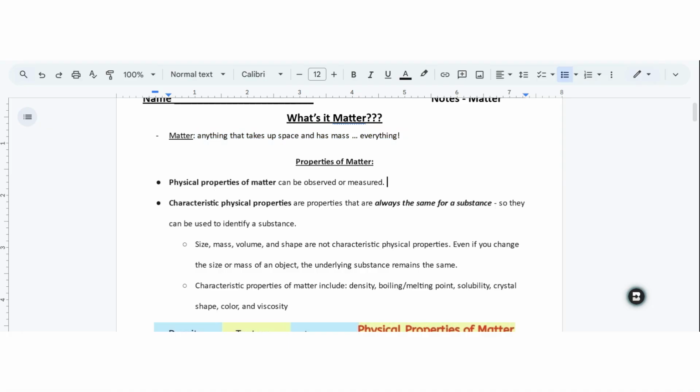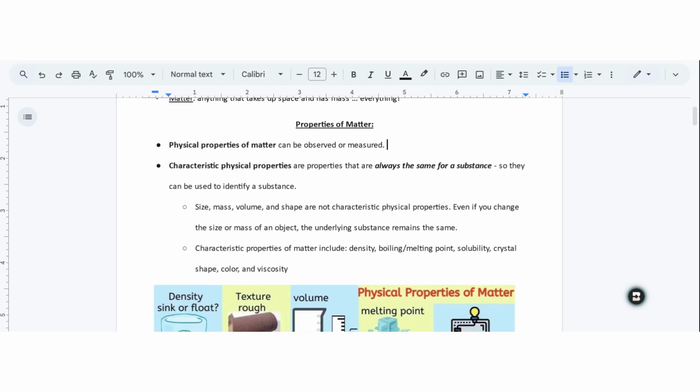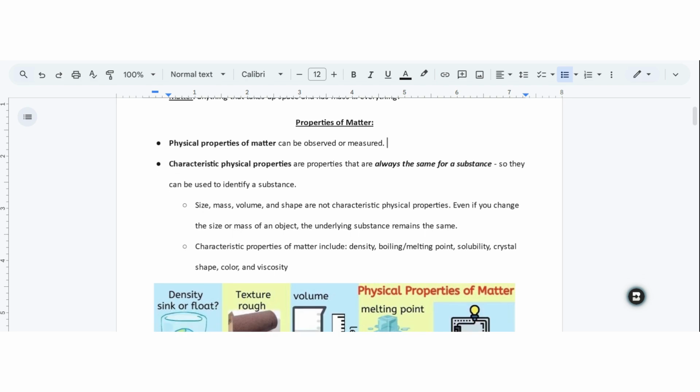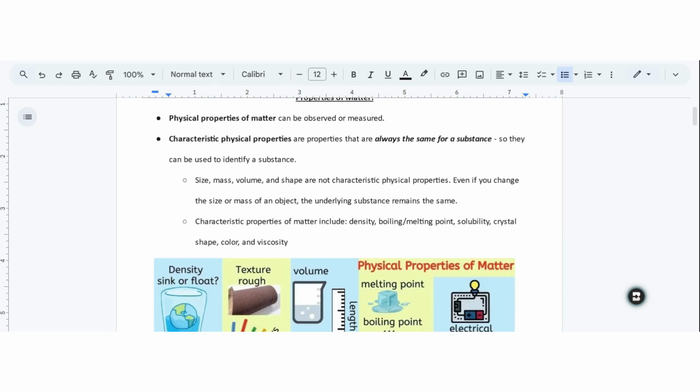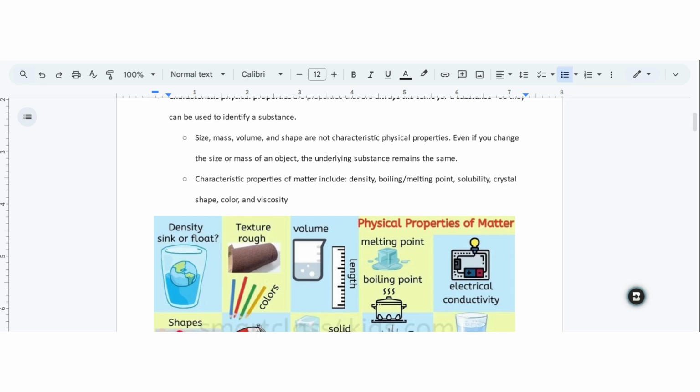We're going to be exploring a lot of different properties of matter. So physical properties are anything that can be observed or measured in any way. Those that are characteristic physical properties are always the same for a substance. So how big or how heavy or what shape it's in is not a characteristic physical property, because those things can change. I can take a piece of metal and I can shape it differently. I can chop it in half and now it's smaller and it weighs less. So the underlying substance remains the same even if I change these. They're definitely physical properties, but they're not characteristic properties.